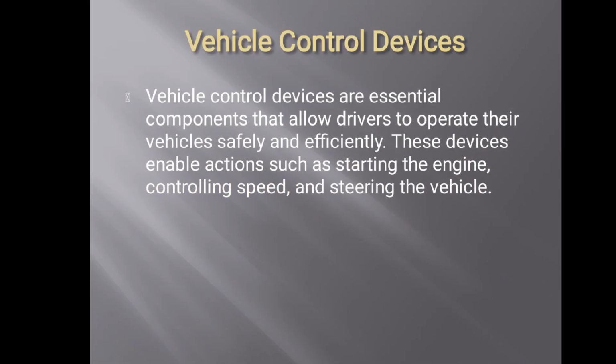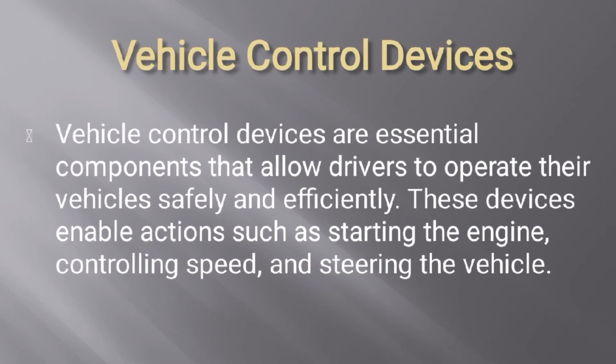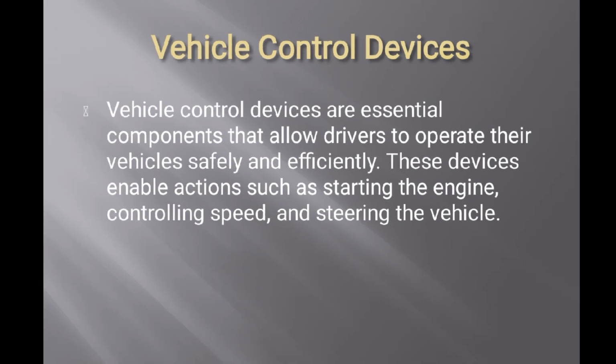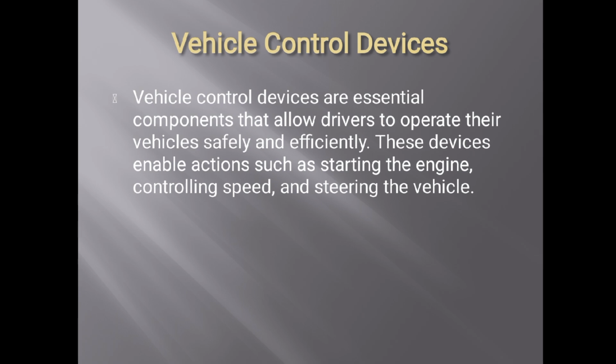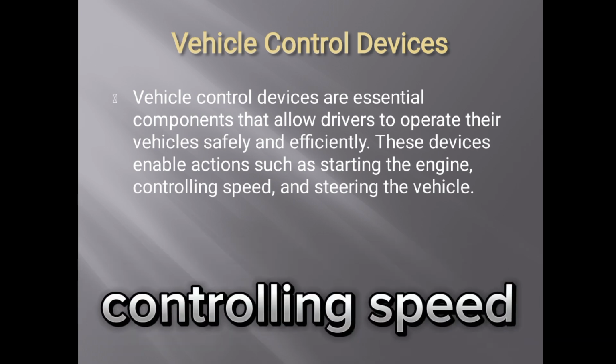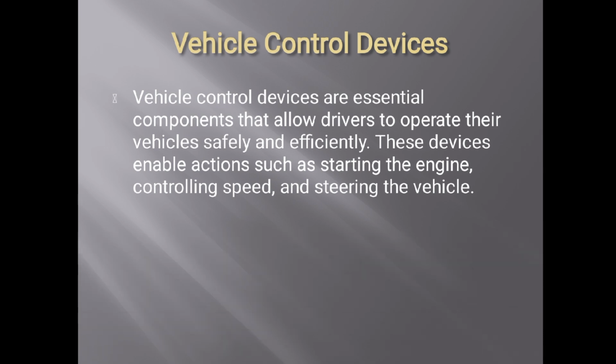So first, let's talk about what vehicle control devices are. Vehicle control devices are essential components that allow drivers to operate their vehicle safely and effectively. How do they do this? These devices enable actions such as starting the engine, controlling the speed, and steering the vehicle. So this is how vehicle control devices work to ensure safe driving.